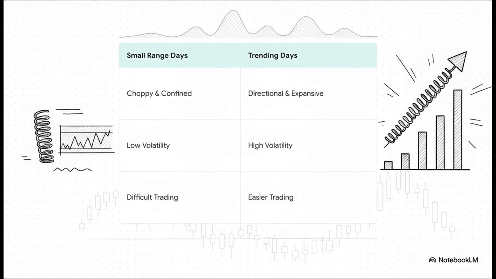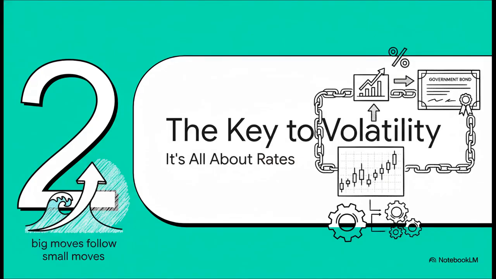The main idea here is super important. Markets breathe. They move from periods of low volatility to high volatility. Big, expansive trending days are almost always born from periods of contraction. You've got to think of it like a spring being coiled tighter and tighter. After a few small, choppy, boring days, that energy has to be released, and usually it's released in a big way. So if we know that big moves tend to follow small moves, the million-dollar question is, how do we know when that big move is actually coming?